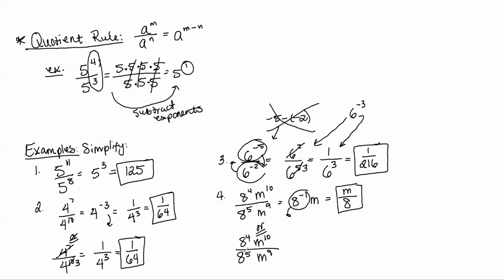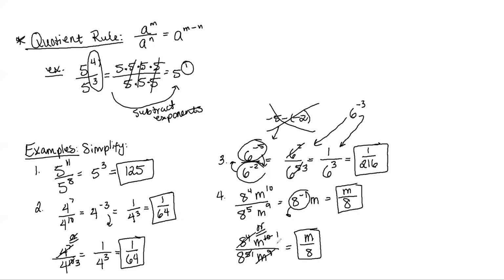If we look at the 8s, we have 4 on top, 5 on the bottom. You can always cancel out your lowest exponent. So we can get rid of 4 of them, which means we're left with 1 on the bottom. We can get rid of 9 m's, which means we're left with 1 on the top. So on the top, we have m to the first, which is m, and on the bottom, we're left with 8 to the first, or just 8. So again, a lot faster doing it this way. Definitely prefer it this way.